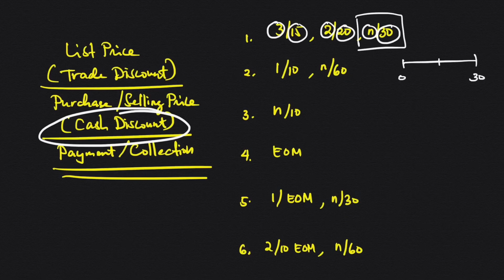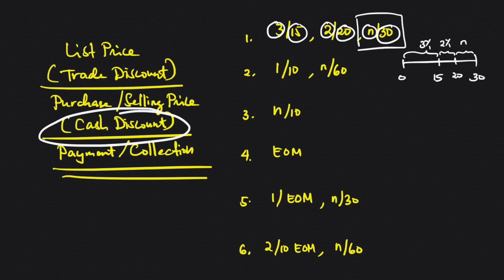If you pay within 15 days, you get 3% discount. If you pay within 20 days, meaning from day 16 to day 20, you get 2% discount. And if you pay within 30 days, meaning from day 21 to day 30, you get no discount or nil.